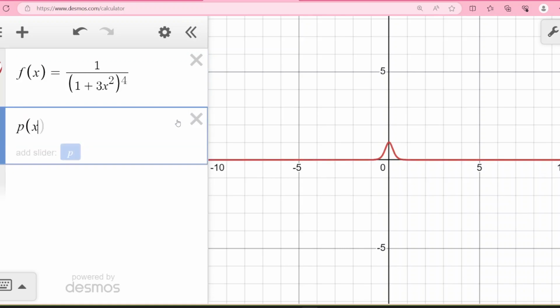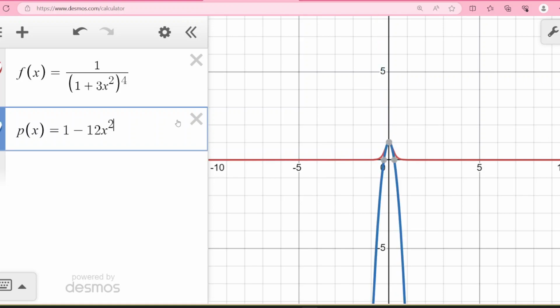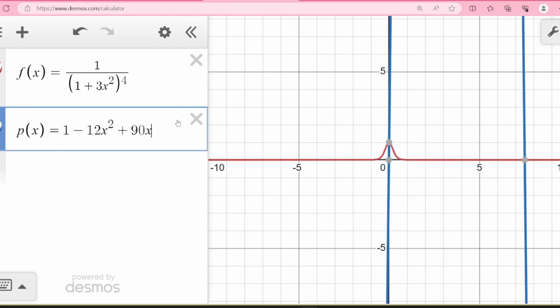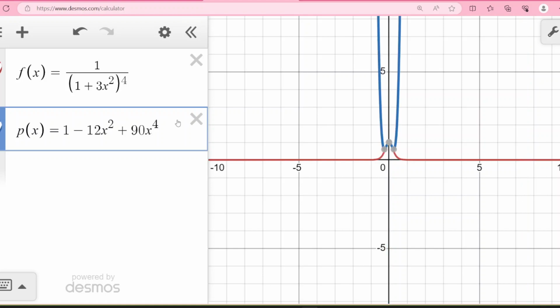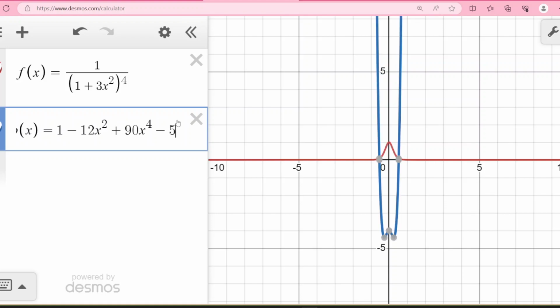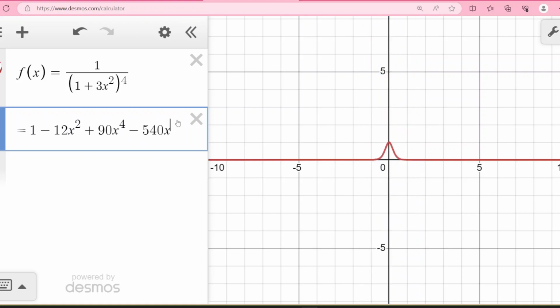And then here's our polynomial, right? The 6th order polynomial is 1 minus 12x squared plus 90x to the 4th minus 540x to the 6th.